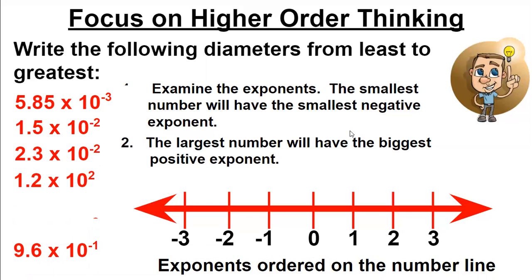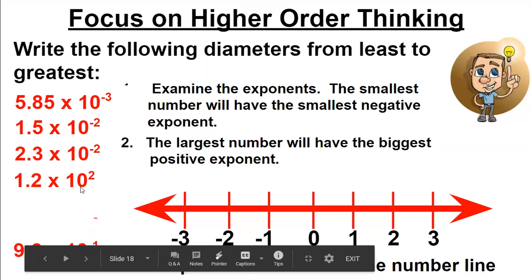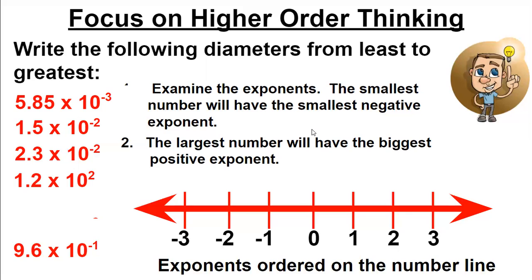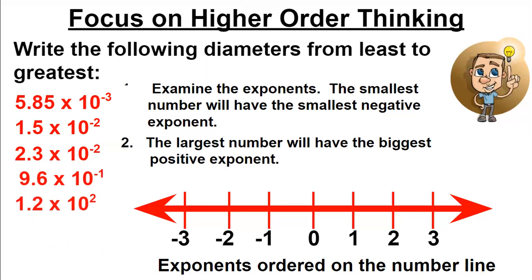And then what would be next? Either 1.2 times 10 to the 2nd, or the bottom one, which is 9.6 times 10 to the -1. I hope you said 9.6 times 10 to the -1. That would be next. And then finally would be 1.2 times 10 to the 2nd power. That's how you order numbers in scientific notation from least to greatest.